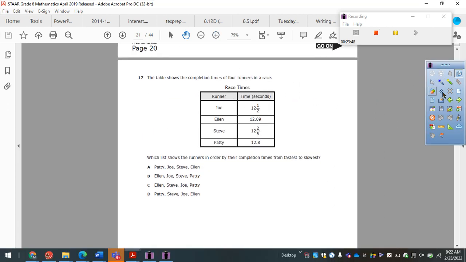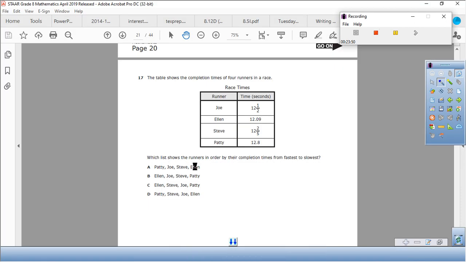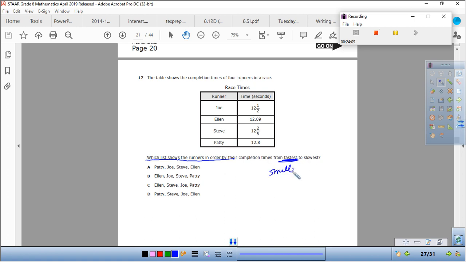So on this one here, it's going to ask you to... this one's a tricky one, guys, because what's the deal with it? It's going to say put them in order, right? And when you run, you usually want to be fast, right? So if you have a fast time, your number is what? Smaller. So that's a trick. You got to put that in your head. So it's going to be smaller.